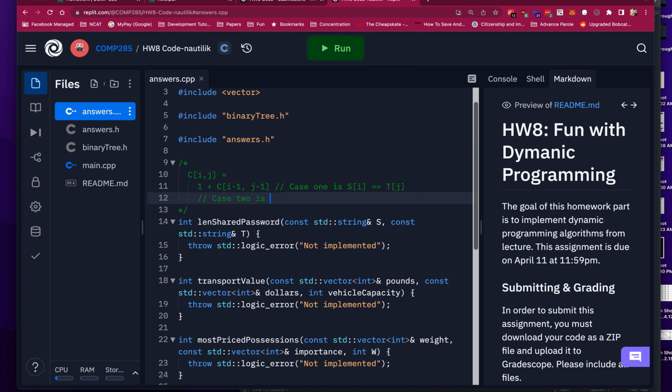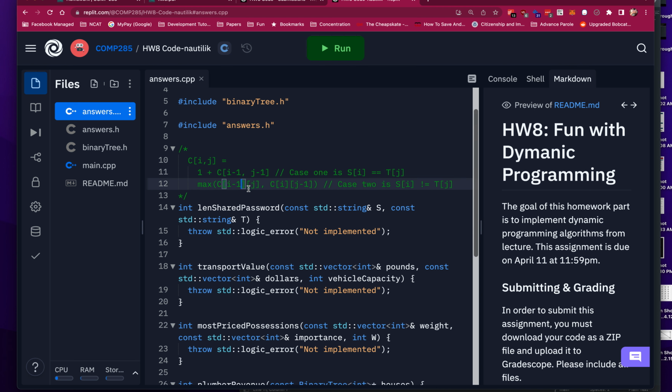Case 2 is Si does not equal Tj, so the characters don't match. In that case, you want to take the maximum of either your smaller subproblem, Ci minus 1 j, or Ci j minus 1, right? So this is pretty easy to implement, top down, bottom up, whatever you want. I want to practice bottom up, so I'll probably do that.